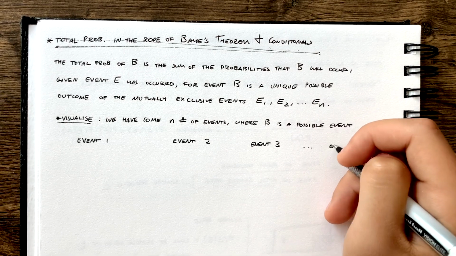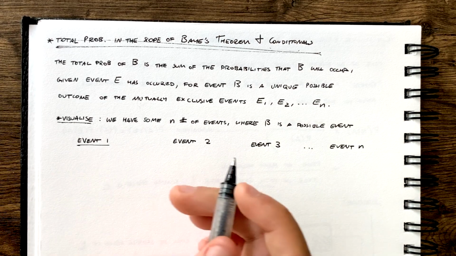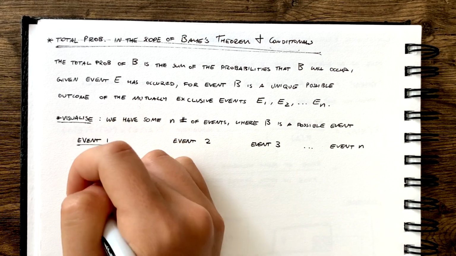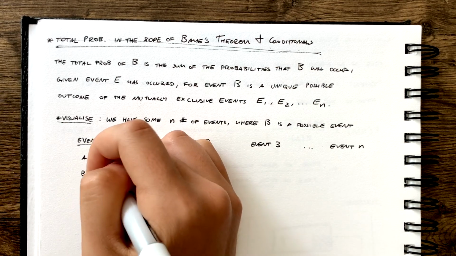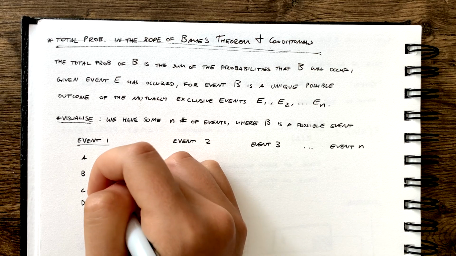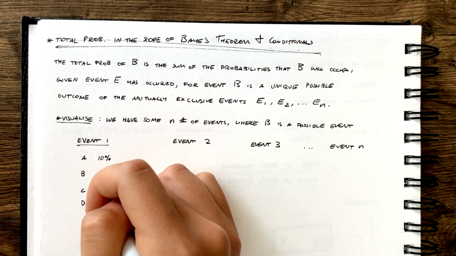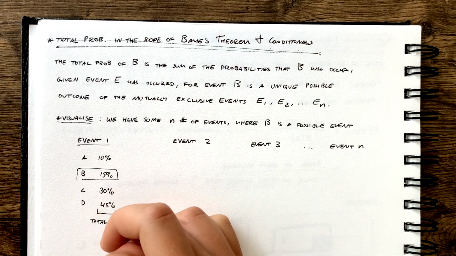So I'll just write out each event here, all the way to event n. And for each event, we have some number of possible outcomes. Let's just call them A, B, C, and D. And for each possible outcome, A, B, C, and D, they each have a slightly different probability of occurring. For example, 10%, 15%, 30%, 45%. And all of these will sum to a total probability of 100%.